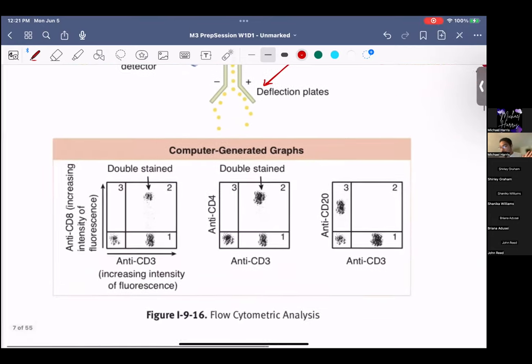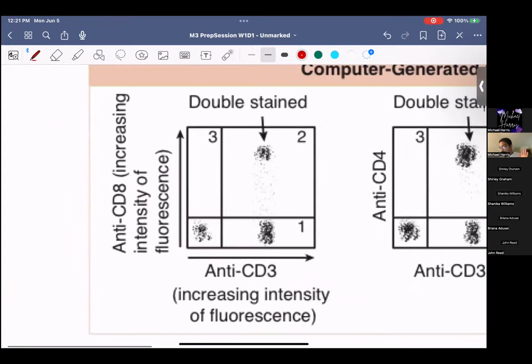Okay, perfect. Now, as a result, you get this type of graph. The graph you see here is from that flow cytometric analysis, and it shows you whether the tag you put on is positive or negative. So, for instance, we have a tag for this marker. If it's up high, in this quadrant, it's positive for this marker. If it's down below, it's negative for that marker. It's the same thing for this other marker.